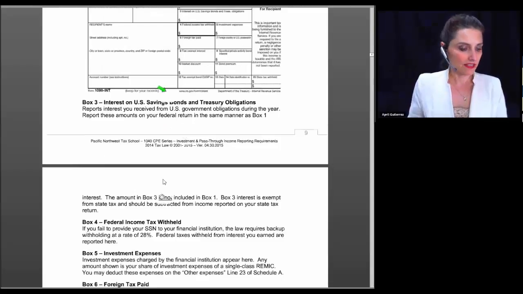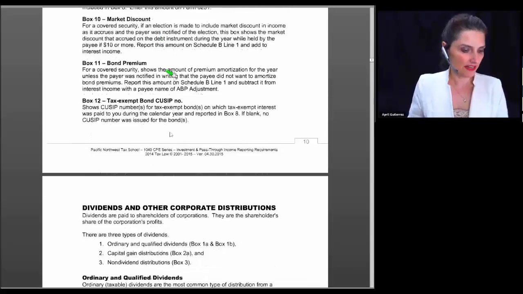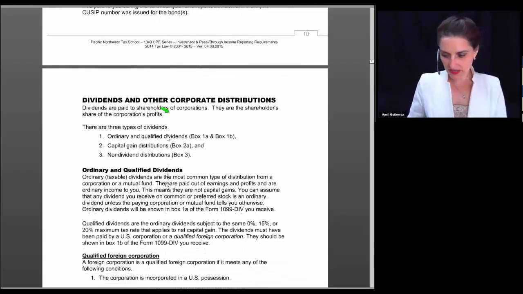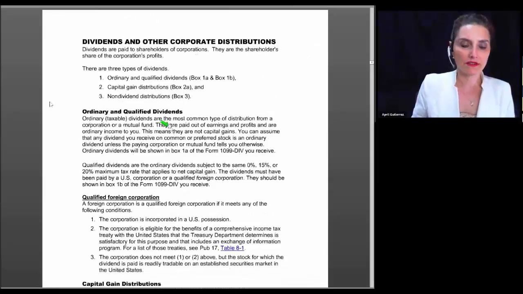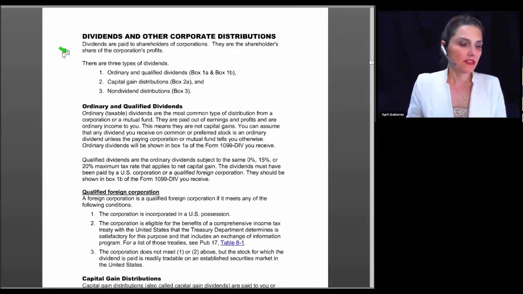All right, so let's move on past this 1099-INT, and we're going to talk now about dividends and other corporate distributions. Dividends are paid to shareholders of corporations, and they are the shareholders' share of the corporation's profits.